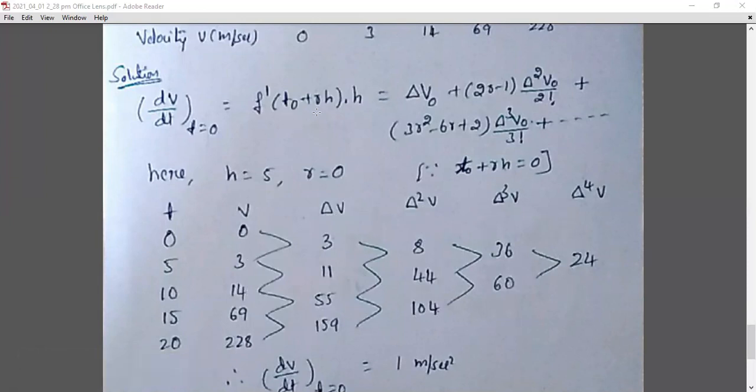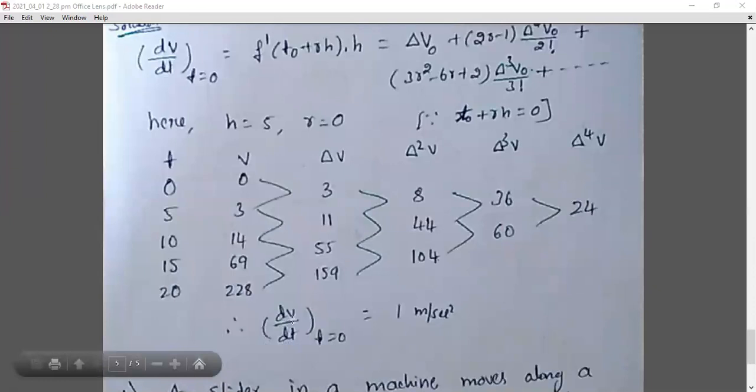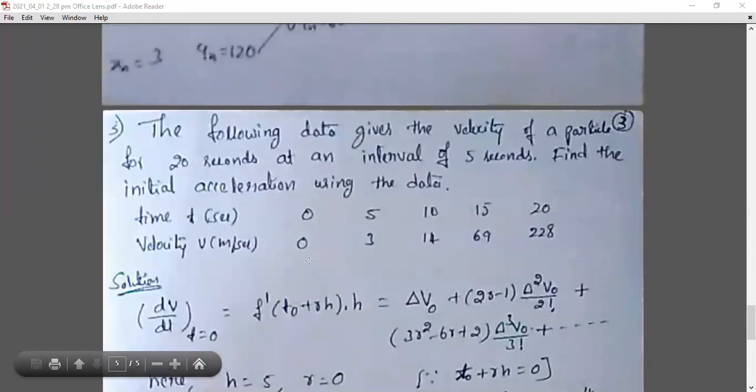Now after that, you're going to substitute in this formula for h equal to 5, r equal to 0, and t naught is 0, and delta v naught, the first value from the table, will be used in the formula. That is 3, del square will be 8, del cube will be 36, del to the power of 4 v naught will be 24. So on using your calculator, you will get the derivative dv by dt at t equal to 0. That is, the initial acceleration is equal to 1 meter per second square. So this is the initial acceleration of the particle.